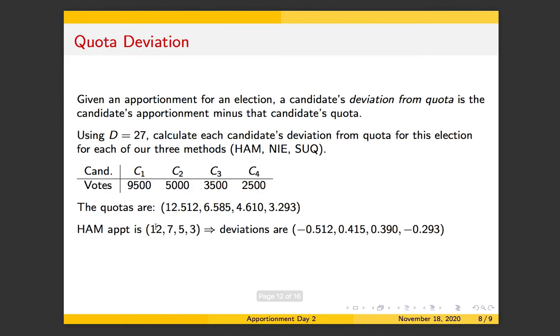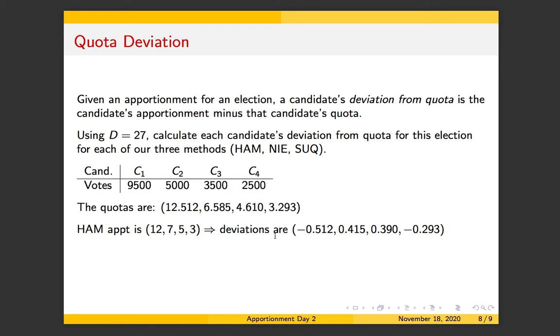Now the Hamilton apportionment, it turns out, is 12, 7, 5, 3. So again, you could just ask the calculator for these things, but you can sort of see that happening here. If you round everybody down, 12, 6, 4, 3. If you do that and hand out the 12, 6, 4, 3, you will be 2 delegates short of the 27 count. Sorry, I misspoke, 2 delegates short. That's why candidate 2 and candidate 3 get bumped up. They have the 2 largest fractional parts.